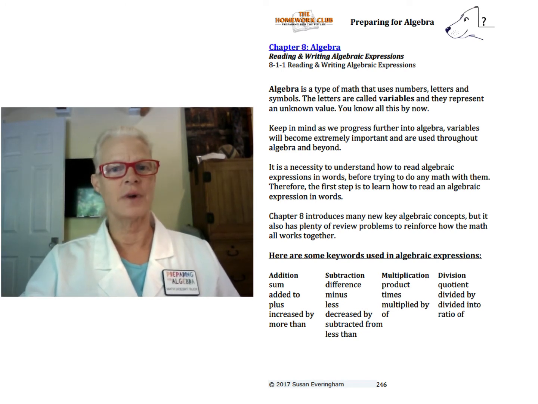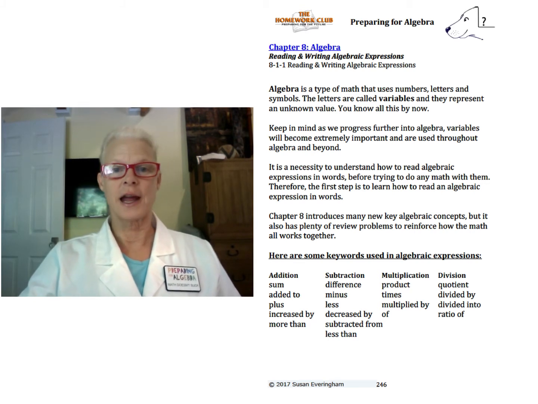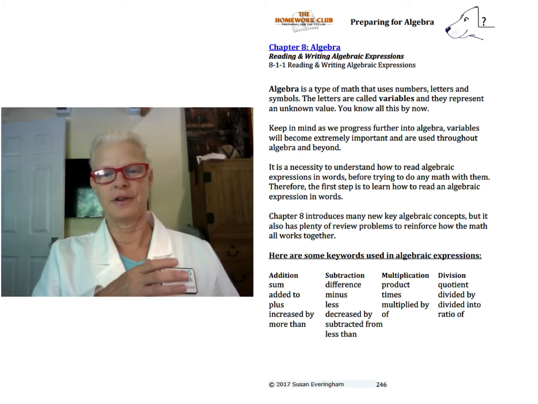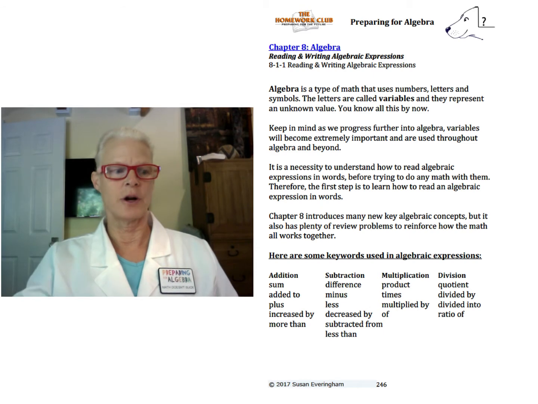I'm sure you already have by now, but we're going to look at the first page, which is Words of Math, which very much represents what we have just learned, and we're now going to use it in algebra.